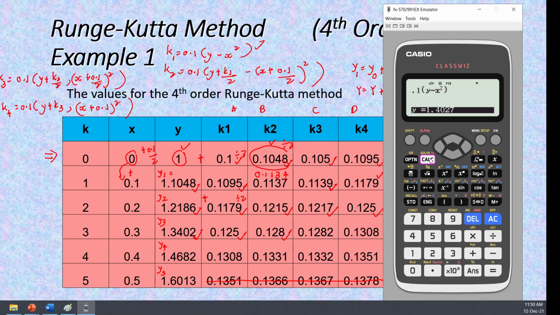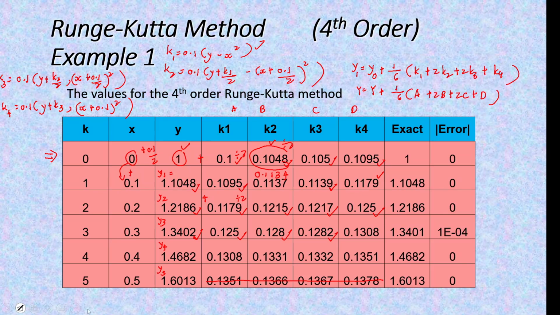Then calculate again to get K3 for the row K equal to 3. Y is Y3 plus K2 divided by 2, which is 1.3402 plus K2, 0.128, divided by 2. For K3, use the same X as K2, which is 0.35, so you keep it. So you get 0.1282.